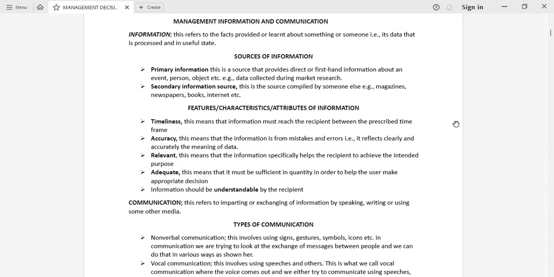Then the fourth one, we look at adequacy, or adequate. This means that the information must be sufficient in quantity, because when information is adequate, it helps the users to make appropriate decisions. What this means is that if I've been given financial statements, but the financial statements are not complete, then I will not be able to understand what to advise, because at the end of the day, the information you have given me is incomplete. So for the information to be good, it should be adequate.